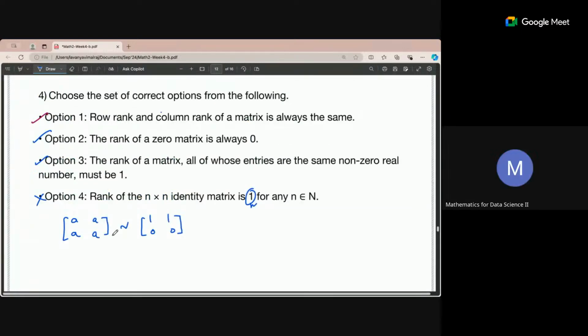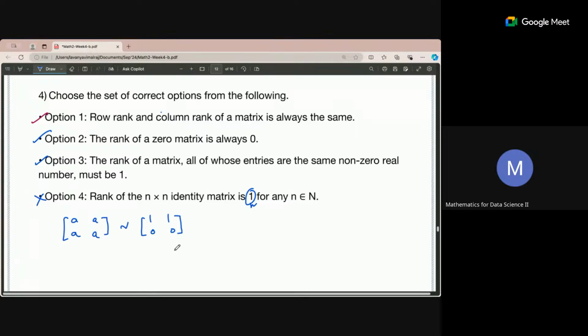Option 3. Okay, so suppose I'm taking a 2 by 2 matrix, where all the entries are the same. If all the entries are the same, in row echelon form the last row will become 0. Okay, so forget about 2 by 2. You take any n by n matrix where all the rows are the same. You can make the last n minus 1 rows 0, right?